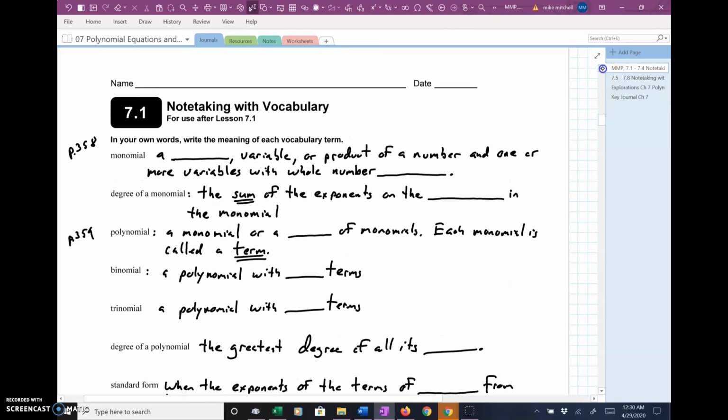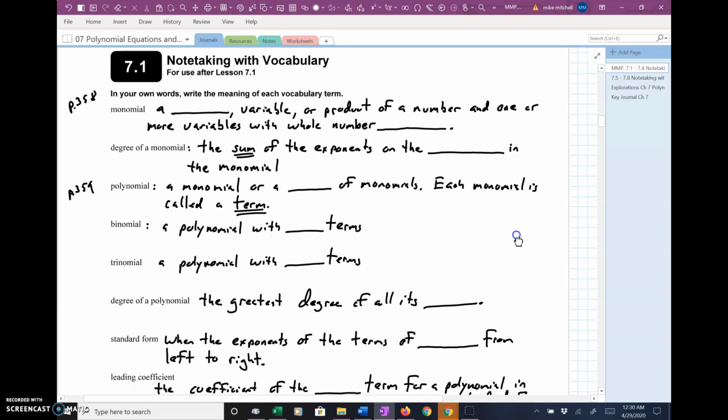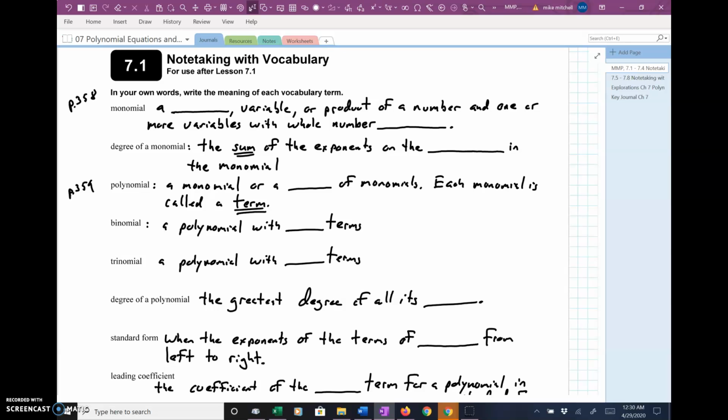Okay, let's get about 10 minutes on 7.1, which is adding and subtracting polynomials. A lot of vocab in here. I got your page numbers listed out. Fill in a few blanks. These are key terms in there. Remember, write them out. The more you write, the more you tend to remember things. That's always a good habit to have in here.